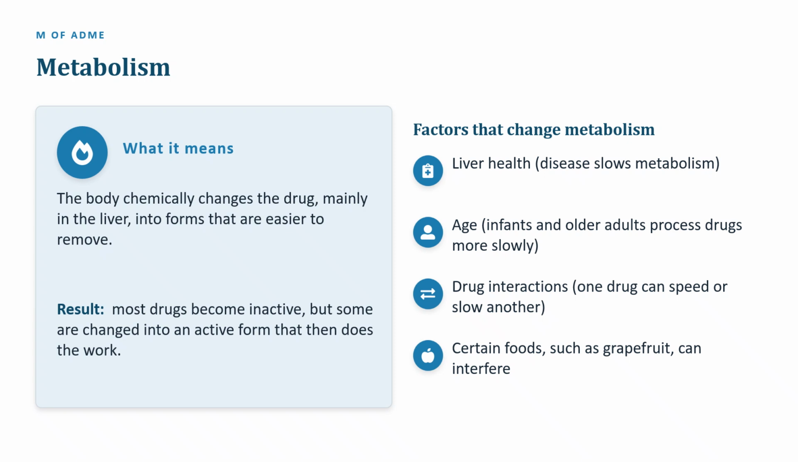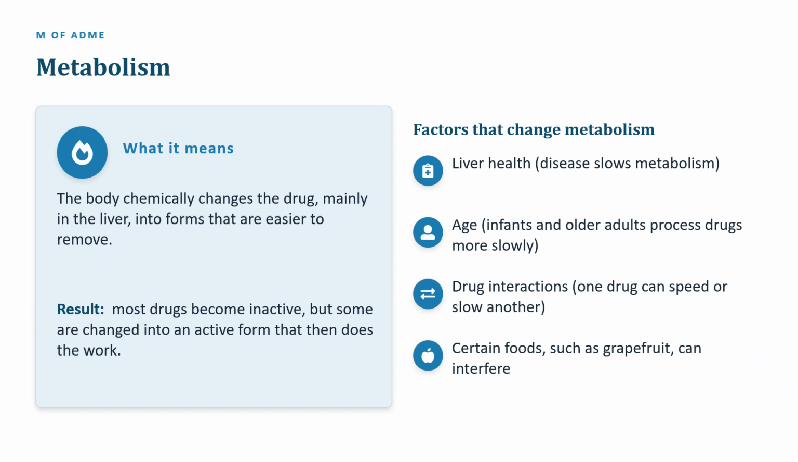On the right are factors that change how fast metabolism happens, and they matter clinically. Liver health is central. If the liver is damaged by disease, it processes the drugs more slowly, so a drug can build up to higher levels than intended. Age matters too. Infants have immature livers, and older adults have slower liver function, so both groups often process drugs more slowly.